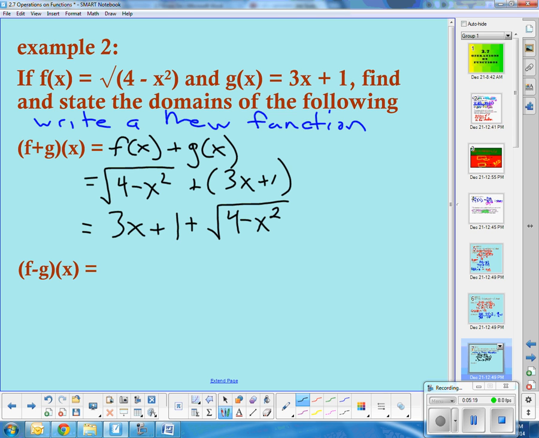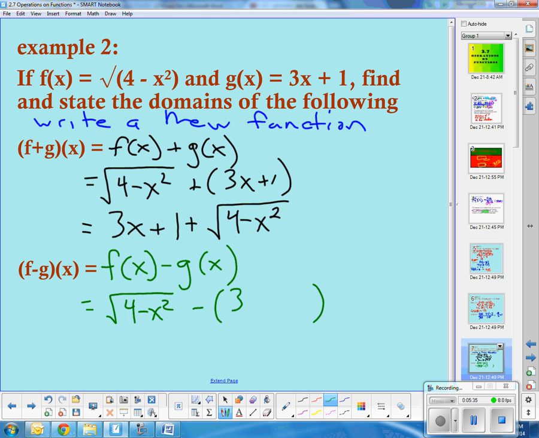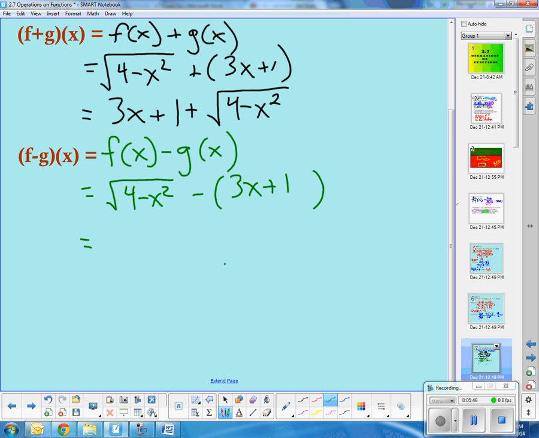For the subtraction, f of x minus g of x would be equal to the square root of 4 minus x squared minus (3x plus 1). Now here's a case where those grouping symbols are going to be important. If you write minus 3x plus 1 without the grouping symbols, you would not distribute the negative to the constant term of 1, and you would not have the proper signs or the proper function. This becomes the square root of 4 minus x squared minus 3x minus 1.